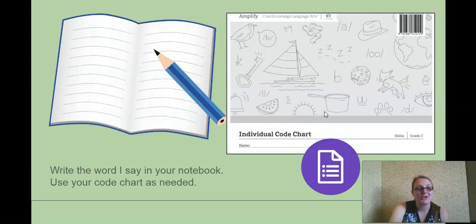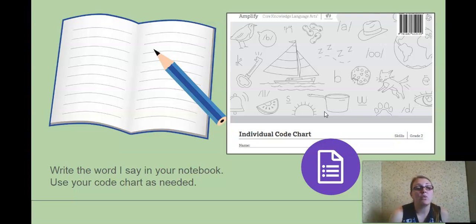Take off the P, add a B, k-ub, cub. A little baby animal, a cub, a bear cub. Take out the U, add an A, k-ab, cab. Taking out the B, adding a P, and we end with k-ap, cap. Great job.